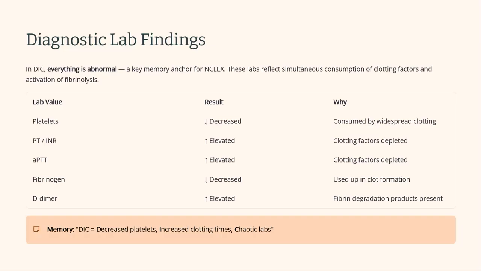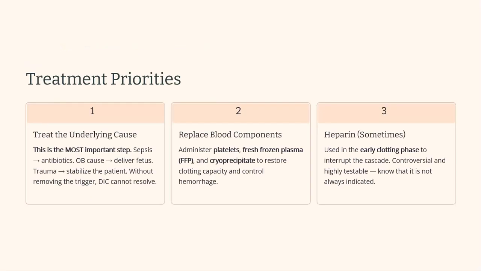The microclots are going to obstruct blood flow to the vital organs, causing multi-system failure even when the patient bleeds externally. With DIC, when you're looking at the patient's labs, everything's going to be abnormal. Platelets are going to be low, PT-INR high, APTT high, fibrinogen low, D-dimer high. With DIC, just everything's a mess. You're going to see abnormal coagulation labs. Just a reminder, with ITP and TTP, you see normal coagulation labs. Memory trick here for DIC is to think D for decreased platelets, I for increased clotting times, and C for chaotic labs.